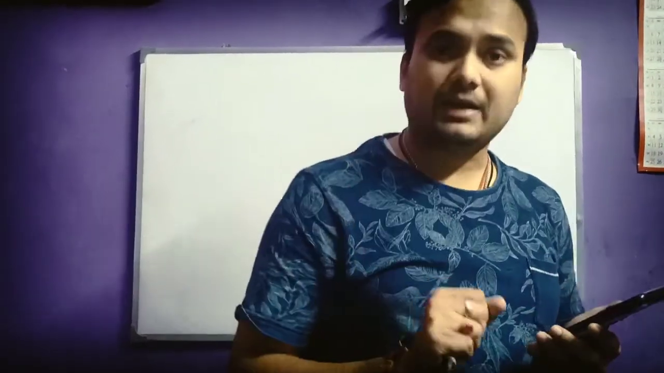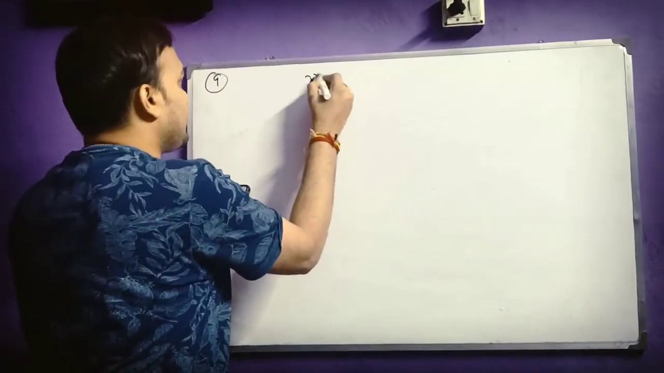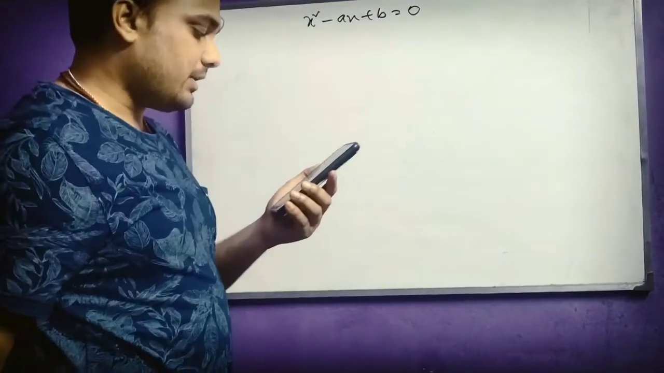But the thing is, if your concept is clear, then again, as I've said before, the most important thing is the concept. If the main concept and logic are very clear to you regarding the chapter, you can solve any question. The question was, Rohan and Riya were attempting to solve the quadratic equation x square minus ax plus b equal to 0. That means our main quadratic equation is x square minus ax plus b equal to 0. This is the main quadratic equation.